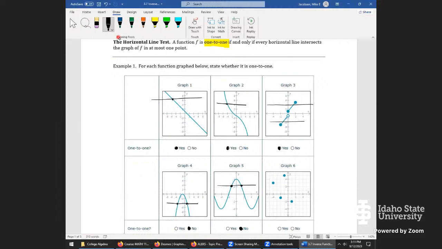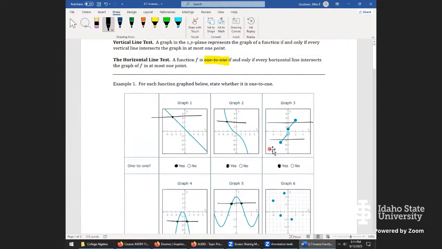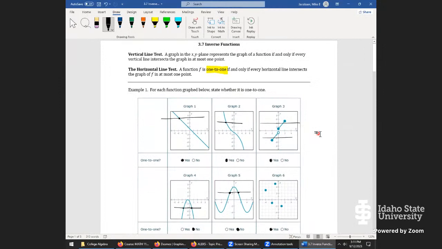This one is going to be a yes, because every horizontal line you draw is only going to intersect 1 point on this disconnected graph right here. So that's the gist of the horizontal line test. Any questions at the moment, folks?